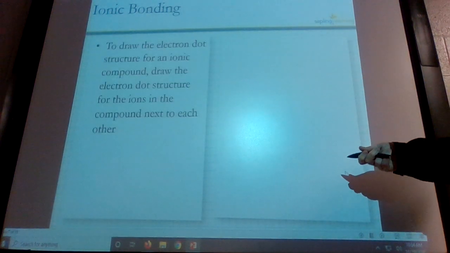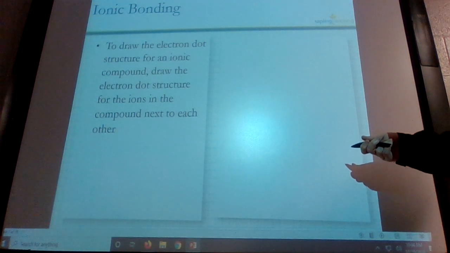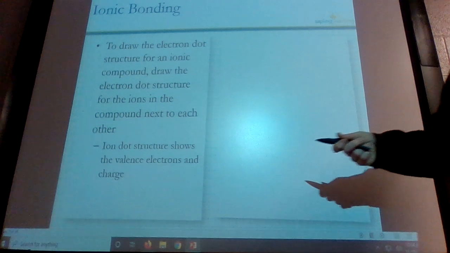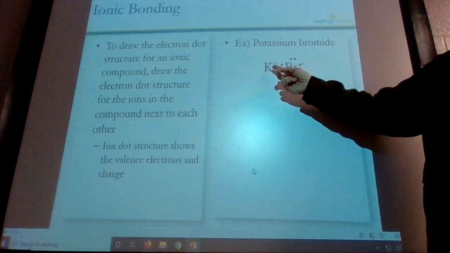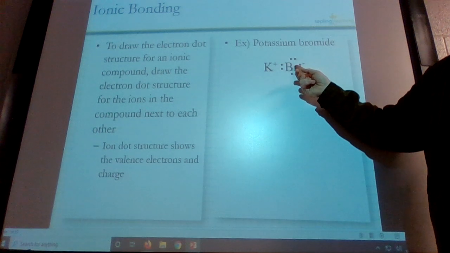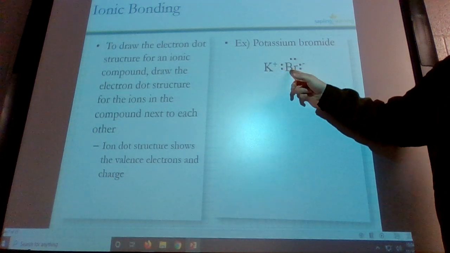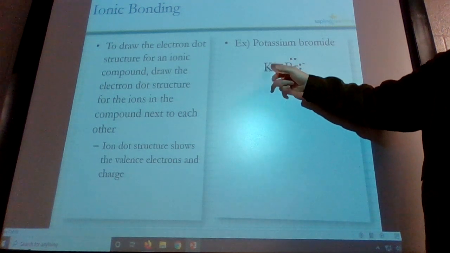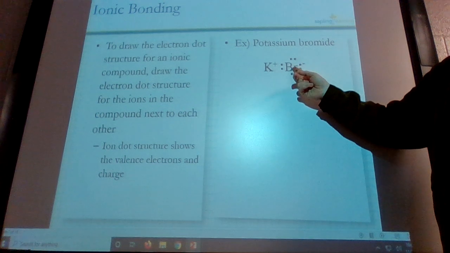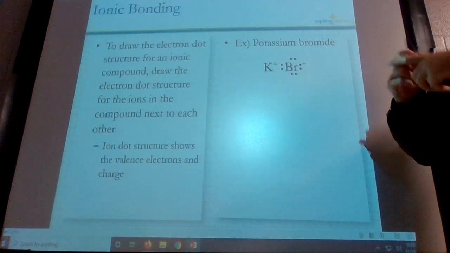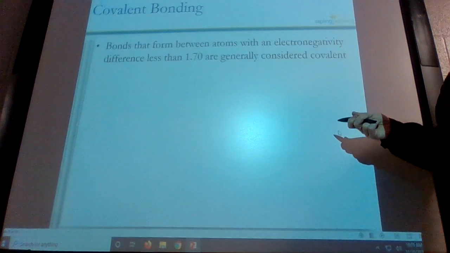So ionic bonding, to draw the electron dot structure for the compound, draw it for the ions in the compound next to each other. The ion dot structure shows the valence electrons and the charge. You're going to have the electron already transferred. So potassium should only have 1. Bromine should only have 7. But you actually see that's different here. Potassium doesn't have any of them. Bromine has all 8. We have the plus and the minus. That's how we're going to draw an ionic bond with the Lewis dot structures.